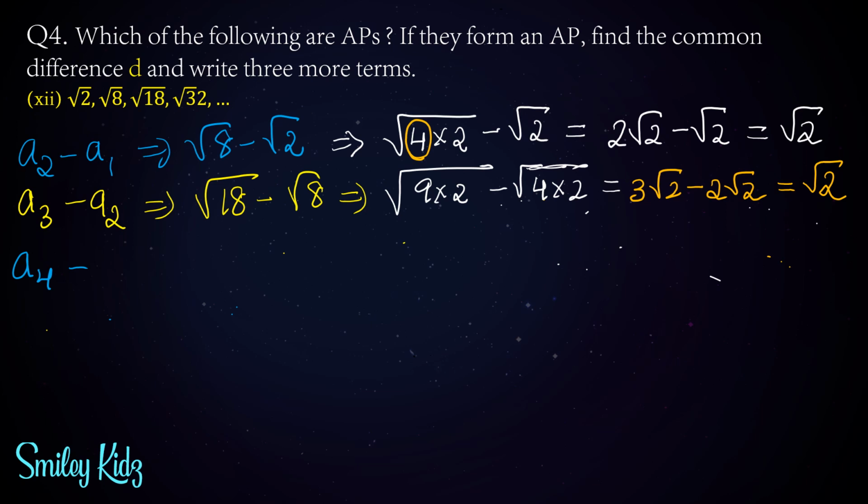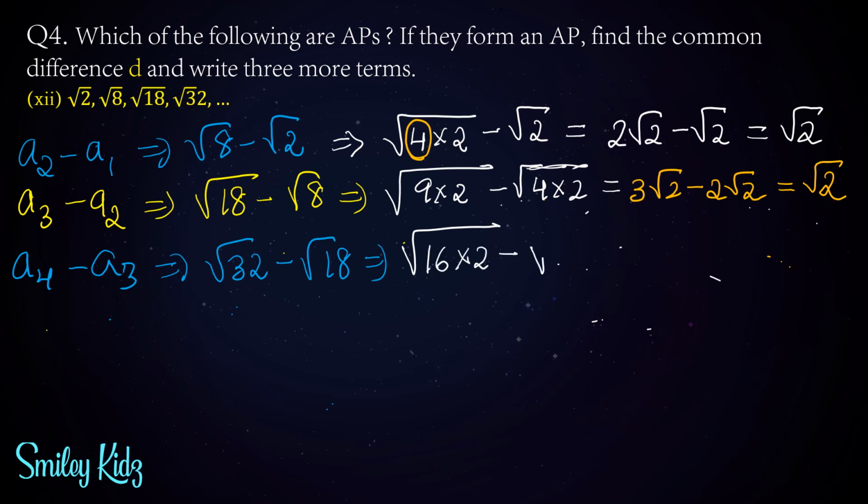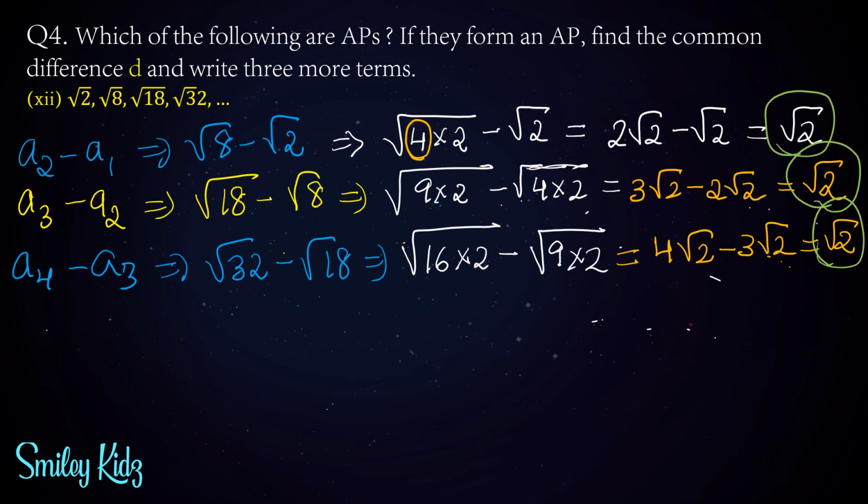Then A4 minus A3, which is equal to root of 32 minus root of 18, which in turn is nothing but root of 16 into 2 minus root of 9 into 2, which is nothing but 4 root 2 minus 3 root 2, which is equal to root 2 yet again. Now, have a look at the common difference. Is that same? Well, it is same, so the given sequence is AP.